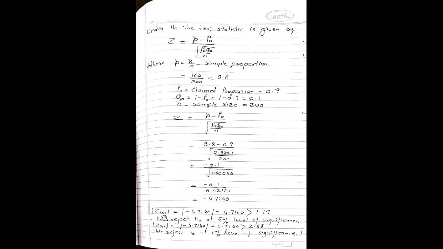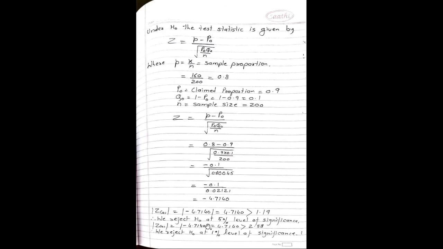So mod Z calculated is equal to mod minus 4.7140, which can be written as 4.7140. This is greater than 1.96.